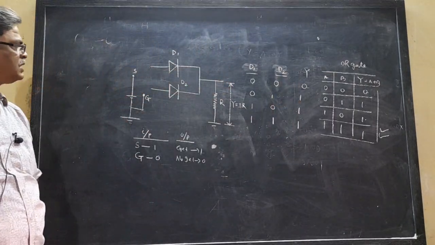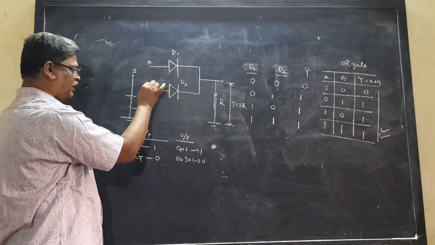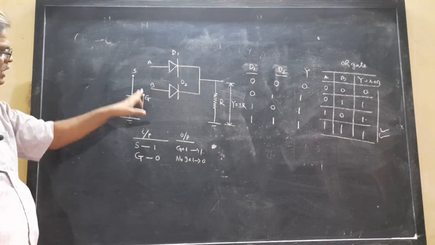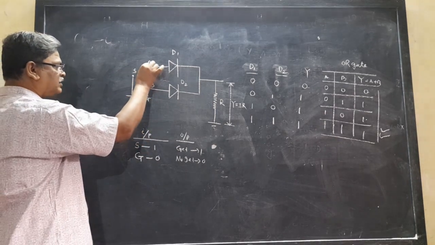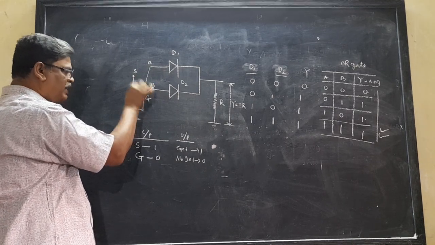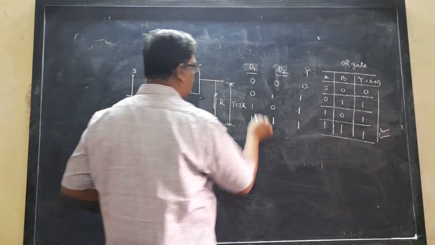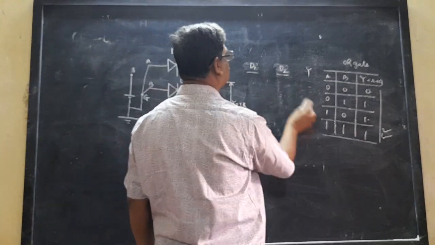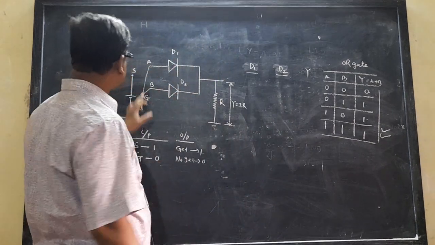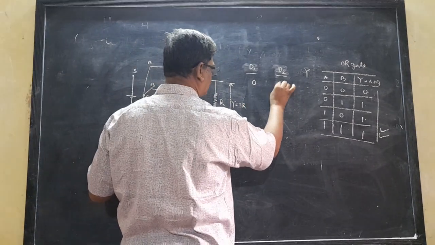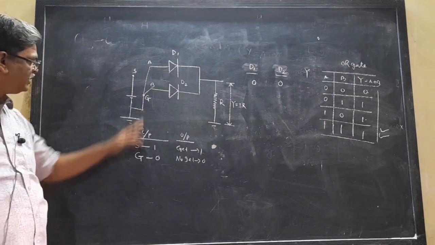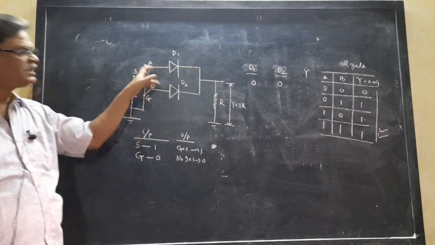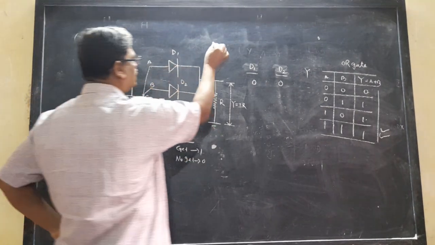Now see, this is the diode D1 and this is the diode D2. This is terminal A and this is terminal B. When both the diodes are connected to the ground, A connected to ground and B connected to ground, both are 0, 0. What will Y be? Both sides are 0.